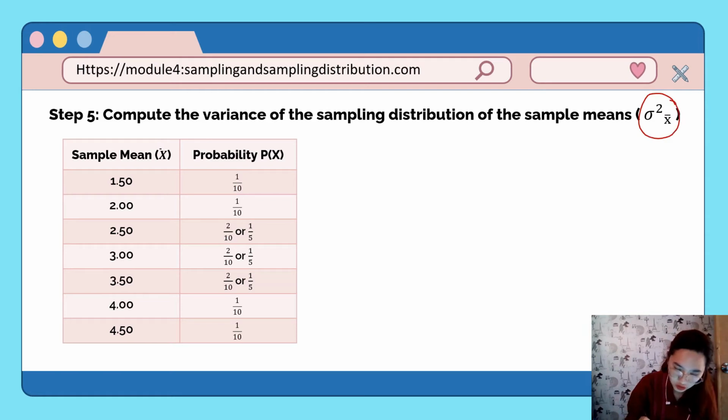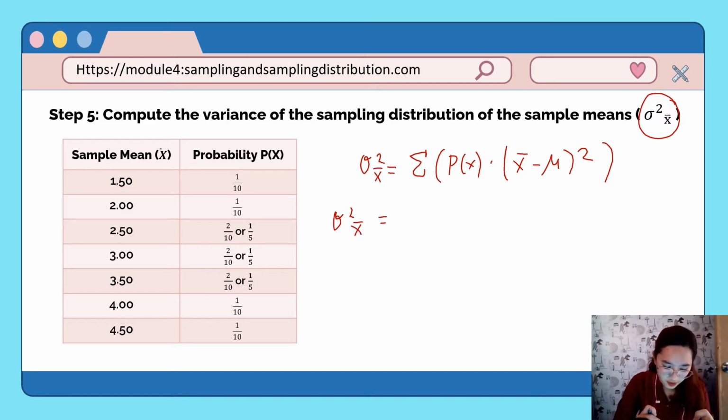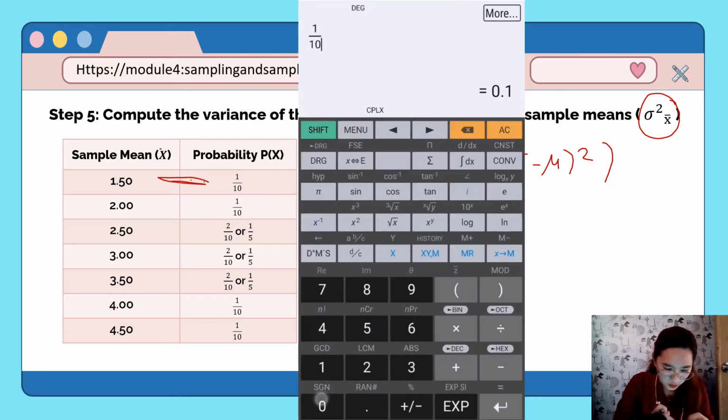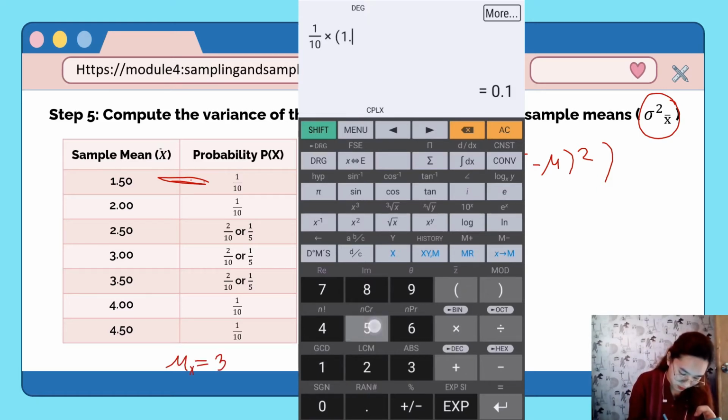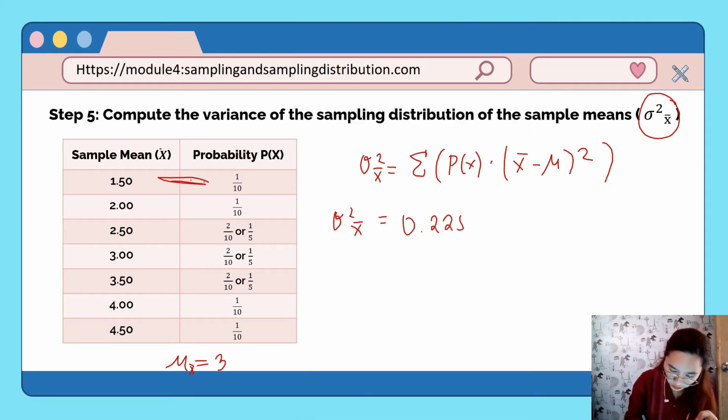So, ito yung ating notation. And to compute for the variance of a probability distribution, same pa rin yung ating formula. We have yung summation ng ating product, P of x, and x minus the mean, then squared. Ayan. So, yan lang. Diretso na natin sa ating calculator. So, we have, ito muna tayo. 1 over 10 times 1.5 minus, ang mean input natin ay 3, minus 3 squared. So, we have 0.225.